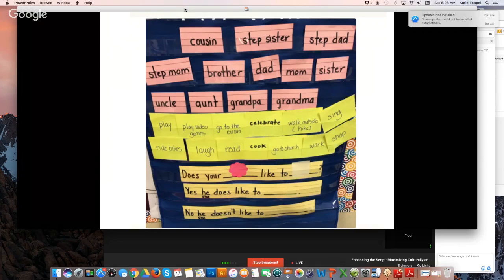And then students got to ask and answer questions about what their various family members do. And it got to be true to their families because they were the ones to come up with all of those verbs: sing, shop, work, walk outside, hike, go to the circus. I probably wouldn't have thought of that, but that was important to one of the students. Ride bikes, play, laugh, and then go to church.